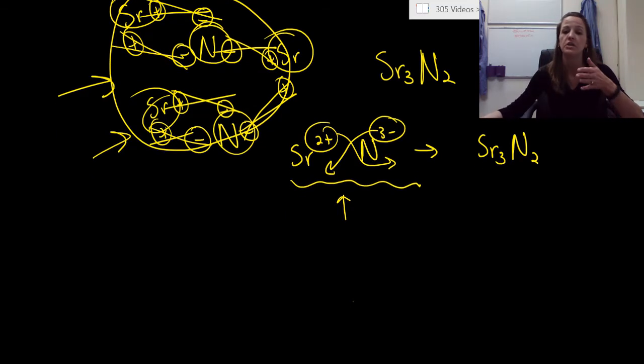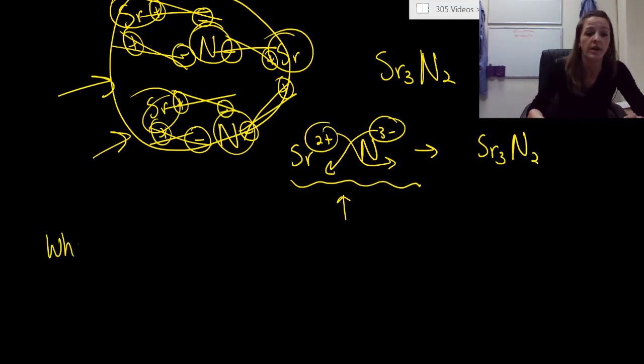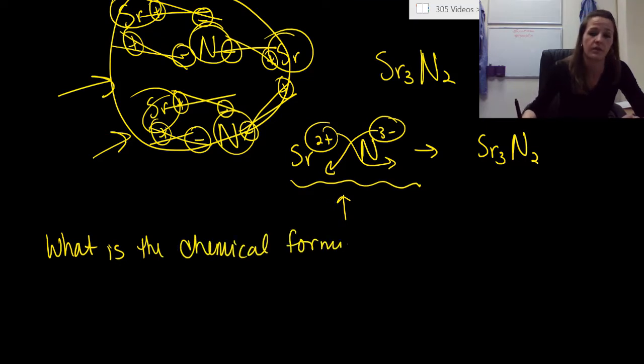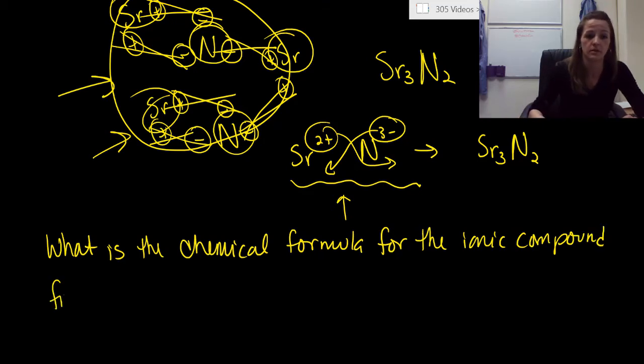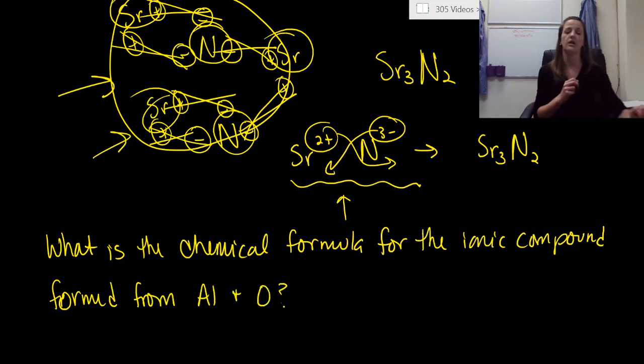All right, the last thing I'm going to do is something just one step further back. So what I'm about to write here is a classic exam question for you. So what is the chemical formula for the ionic compound formed from aluminum and oxygen?